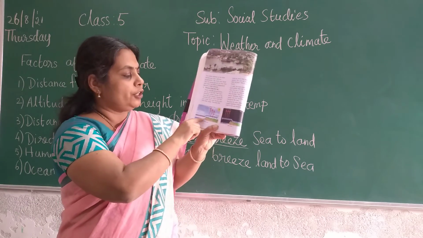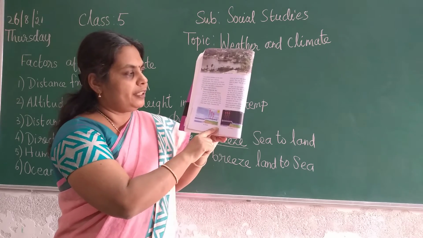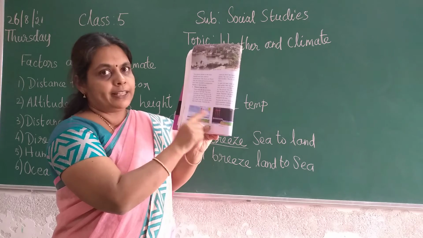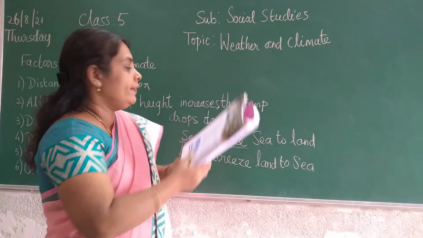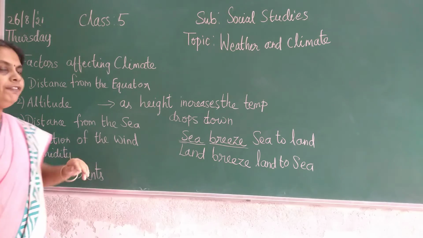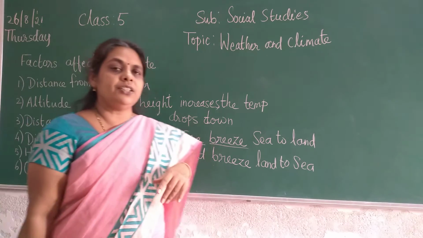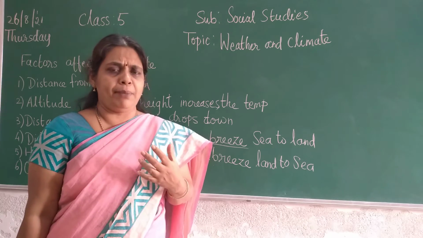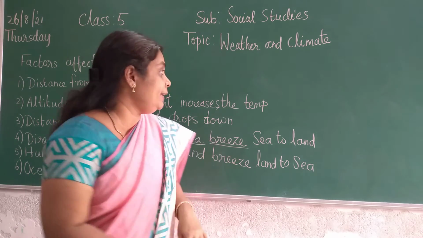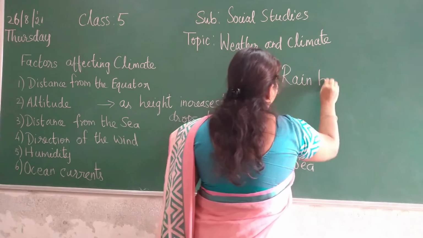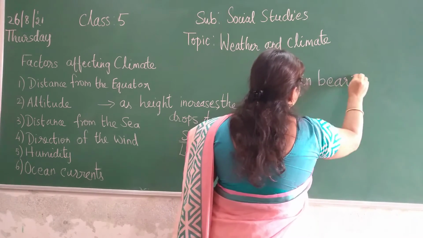Okay, children, take your textbook and understand it. In the online class also, once again I will explain this, children. The next one is the direction of the wind. You have seen, children, our India map. The rain bearing clouds, children.